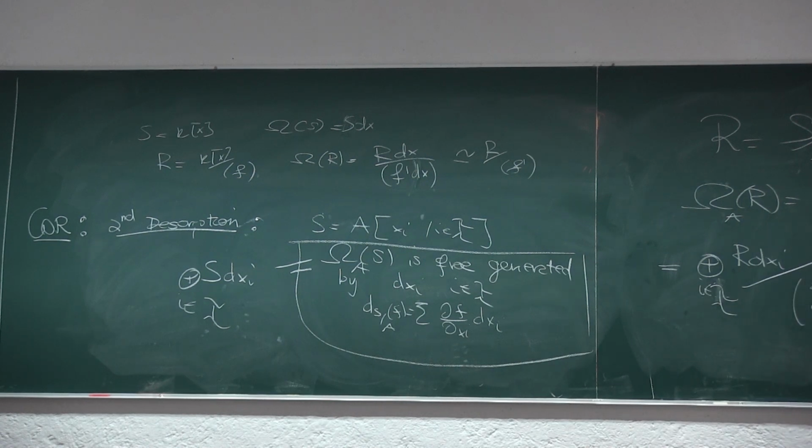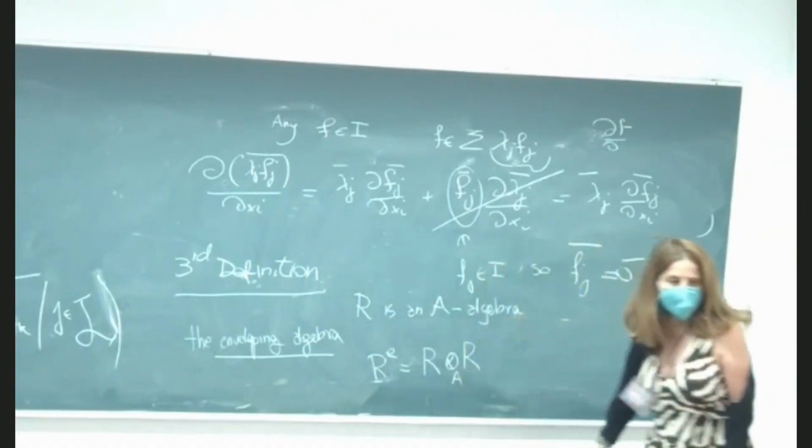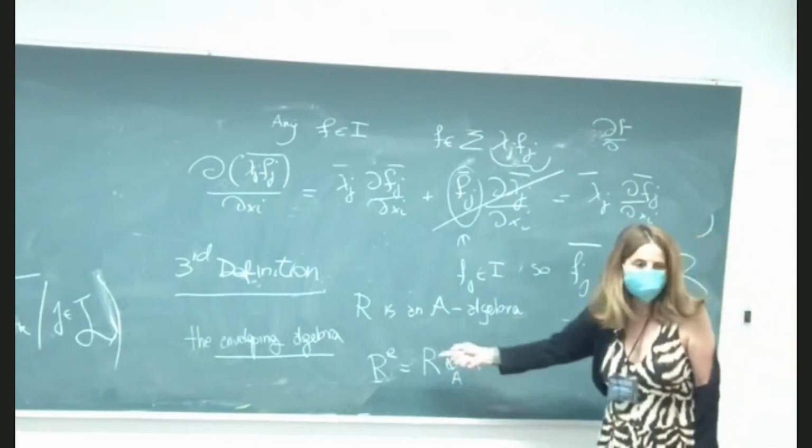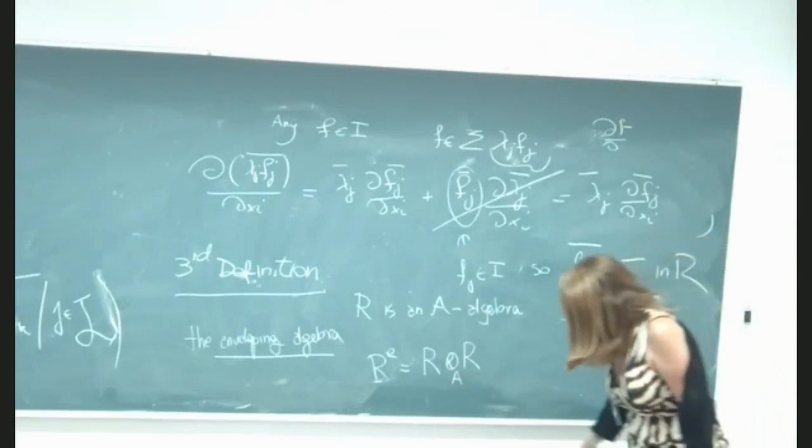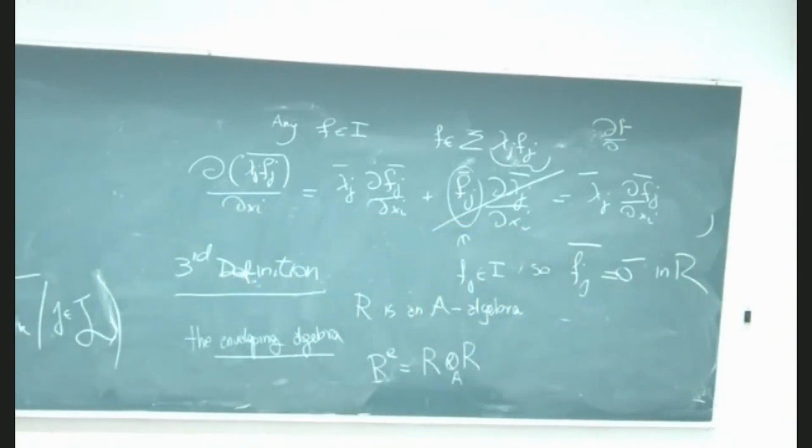Now I want to do the third construction. So I have again R is an A algebra. And I'm going to define the enveloping algebra, which we call R^e to denote enveloping algebra, and is simply R tensor R over A. Remember, it's an R-bimodule, it acts differently on the left and the right. We'll talk a lot about this. And obviously it's an A algebra. So this is the enveloping algebra.